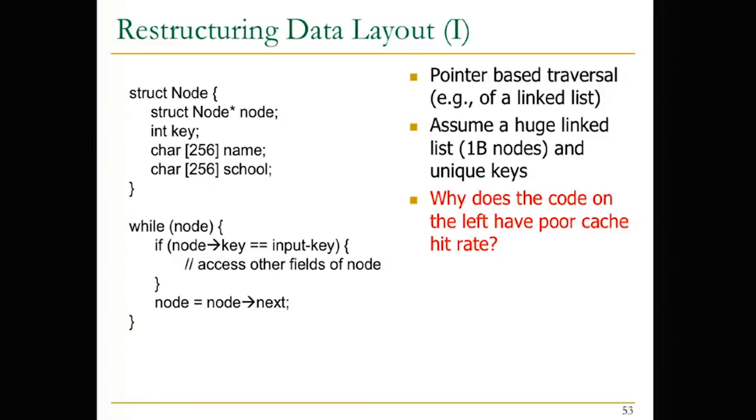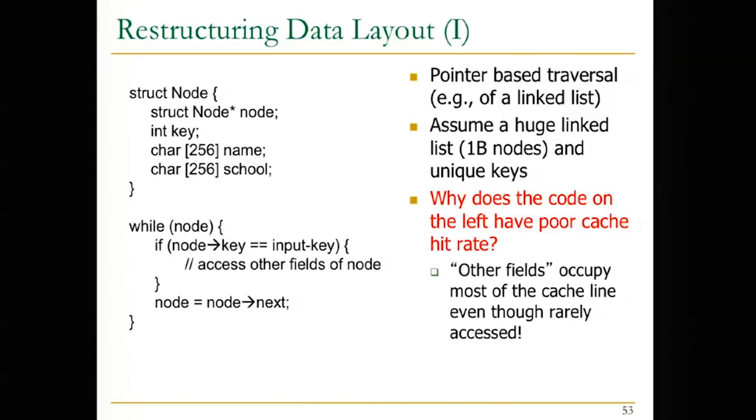I think that will solve the problem, but maybe my explanation of the problem will be a little bit different. Let's see if it's the same as yours. I think you're targeting the same problem. These other fields over here, name and school, are in the cache, because you're assuming this is all sequential. They get into the cache, but you're not accessing them frequently. What you're accessing frequently, if you look at this access pattern, is the node and the key, right?